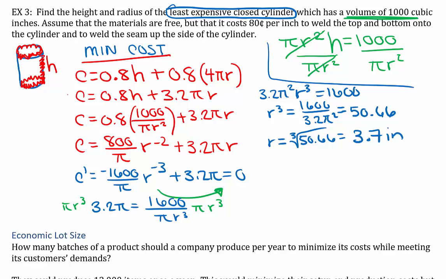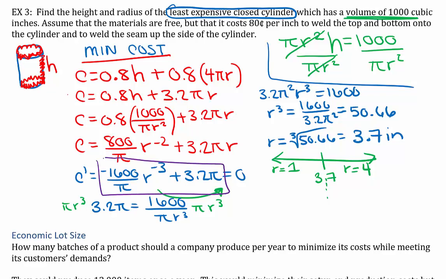Now step 4, I need to make sure, is this actually a minimum or is it a maximum? I'm going to use my first derivative test. My critical point is 3.7. And so I'm going to pick a number smaller than 3.7, like 1. I'm going to pick a number bigger than 3.7, like 4. And I'm going to plug those numbers into my first derivative.